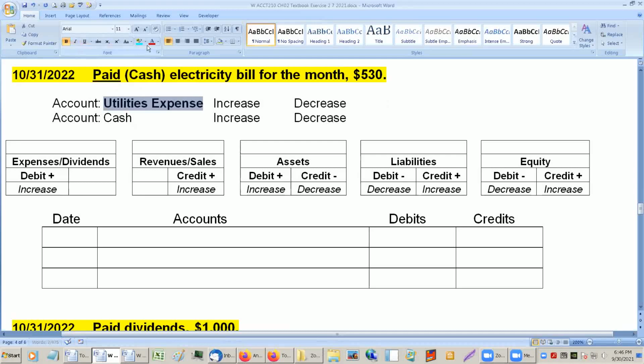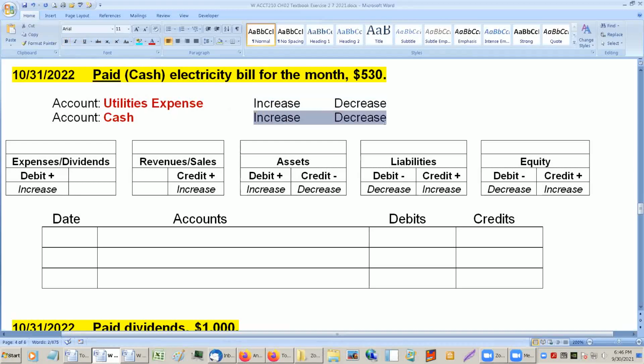Increase, decrease. And again, if you hit right into an expense, you kind of don't even need to do this. I mean, you can, there's nothing wrong with it. But if it's an expense, it's going to be the debit. They're always debits.